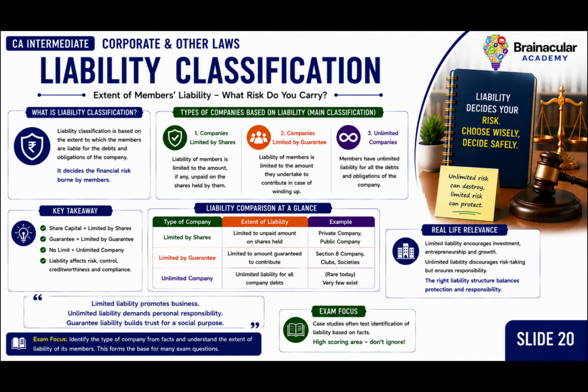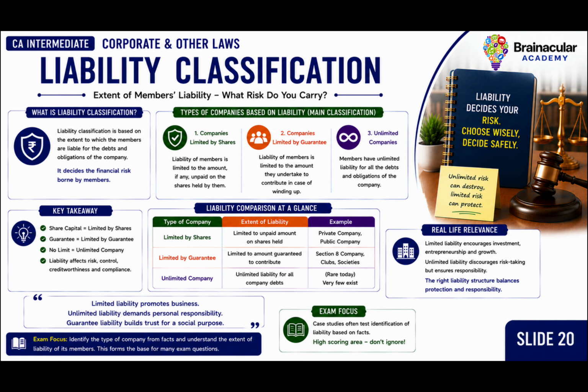The next head is based on liability. First is limited by shares in section 2 subsection 22. So these are the companies limited to unpaid share amount, which is the most common type. Second is limited by guarantee, section 2 subsection 21. These are members guarantee a fixed sum at winding up. No shares, used by clubs, chambers of commerce or non-profits.